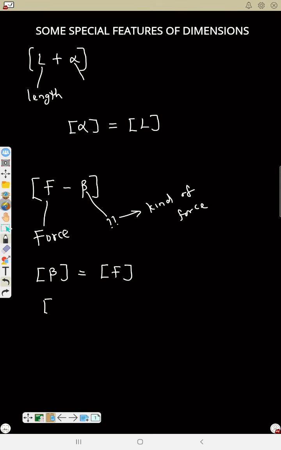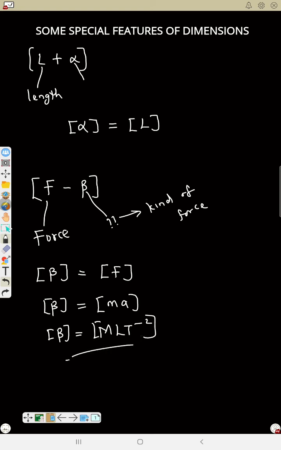Now, what is the dimension of force? Force is mass times acceleration, and we already know that mass is M and acceleration is LT raised to power minus 2. That means in this case the dimension of beta is equal to MLT raised to power minus 2. Why? Because before we can subtract two quantities, they must have the same dimension. Before we can add two quantities, they must have the same dimension.